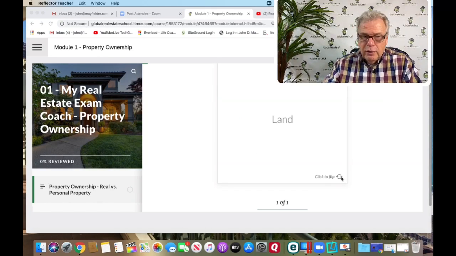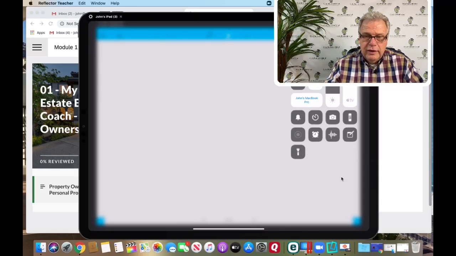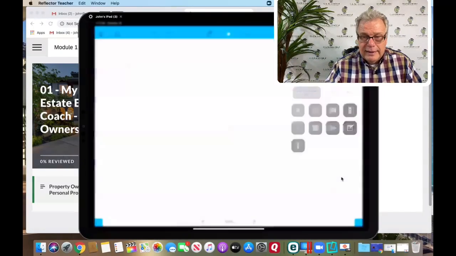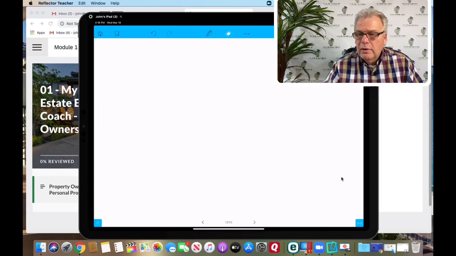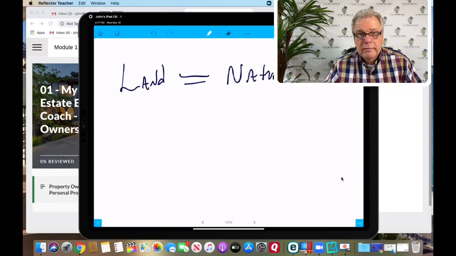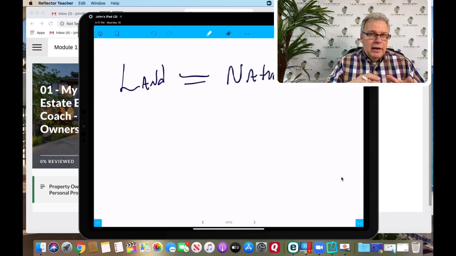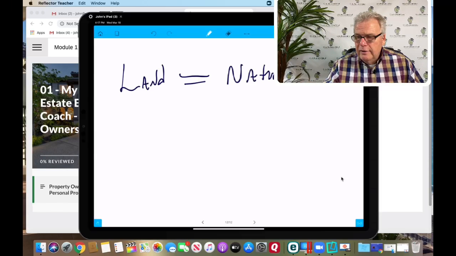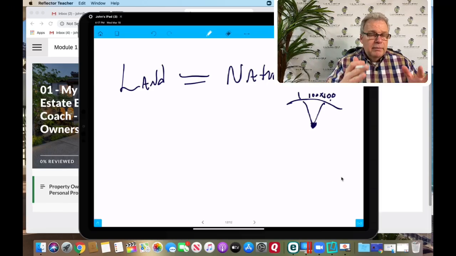One of the things that I want you to understand when we talk about land is what you need to remember: natural, okay? Land equals the natural items. Remember that if this was the center of the earth and this is the 100 by 100 lot you bought, you own to the center of the earth and you own out into infinity. But when you think of land, just think natural, okay?